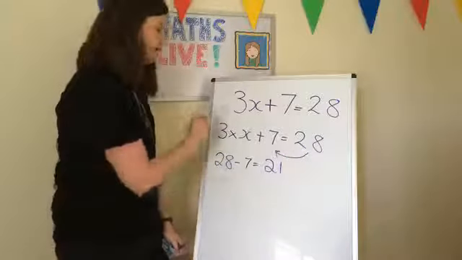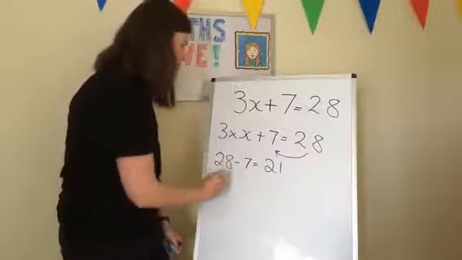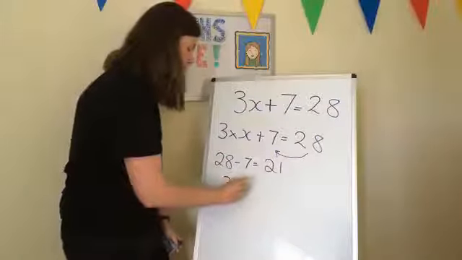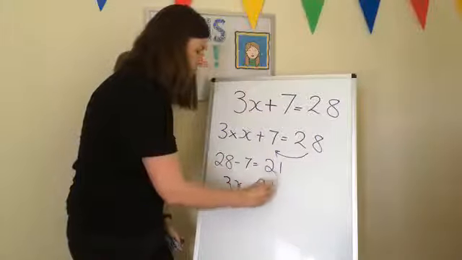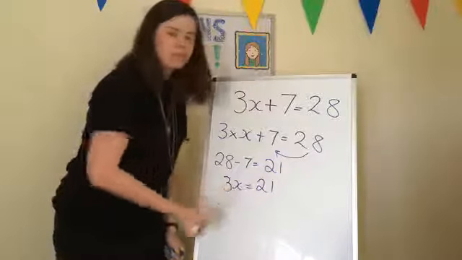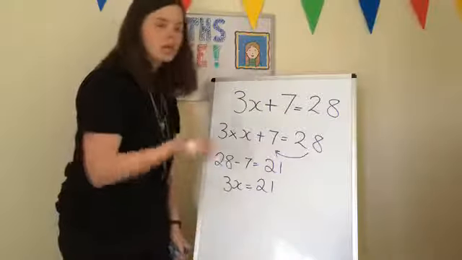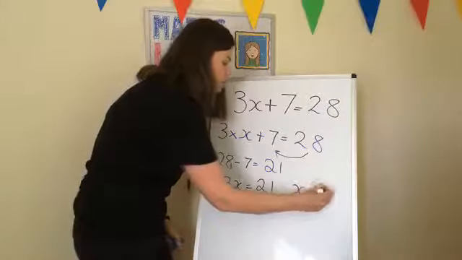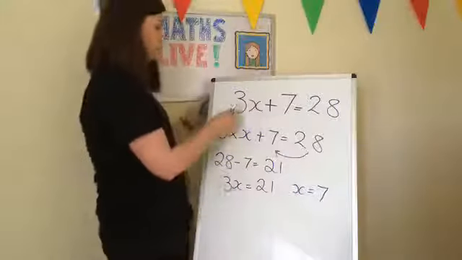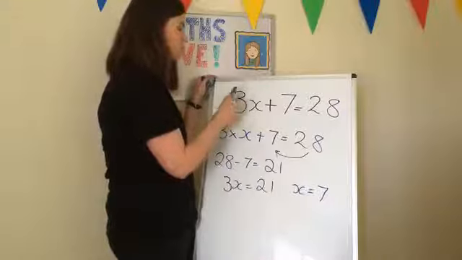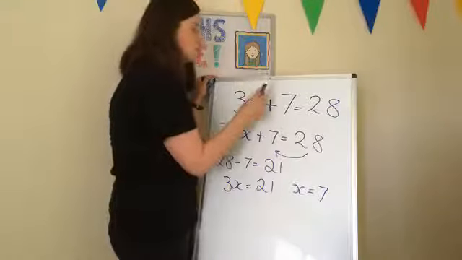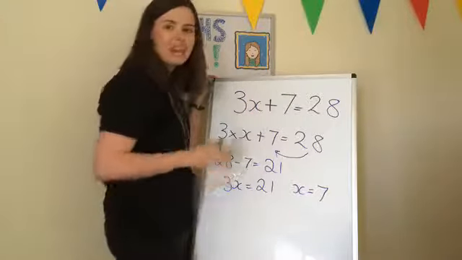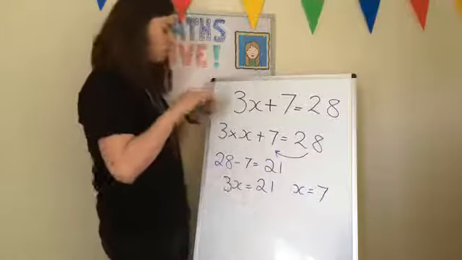Okay? So now that means that 3x equals 21. What do you times 3 by to make 21? So it's 7. So x equals 7. Now, let's check, put it into the formula. So 3 times 7 is 21, plus 7 is 28. It works. That's all you've got to do.